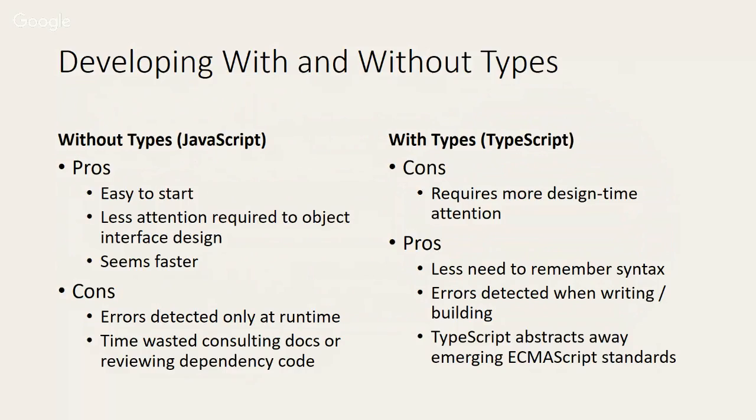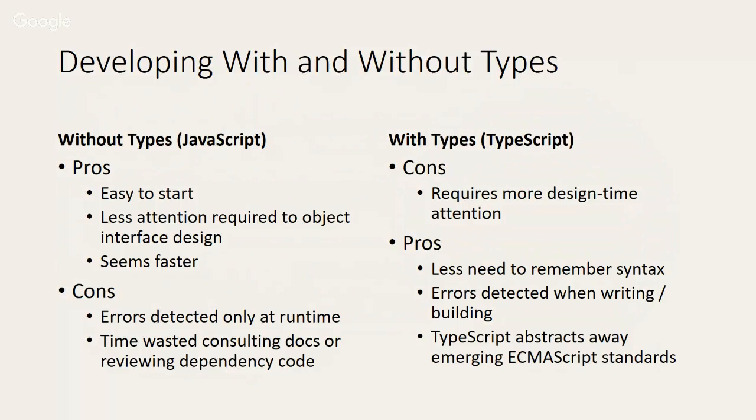So if you design an object in JavaScript and you are consuming some method of that object in another file, your code editor can help you find that method name, right? So it can speed things up actually because you don't have to remember the exact method name that you used in that other file.